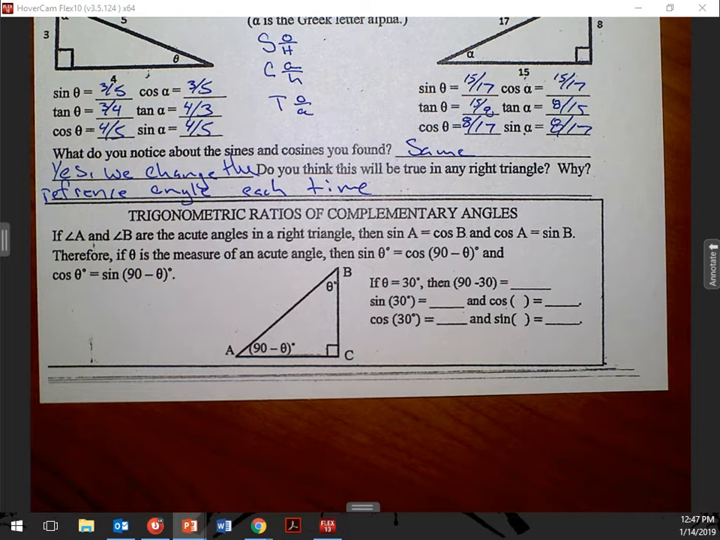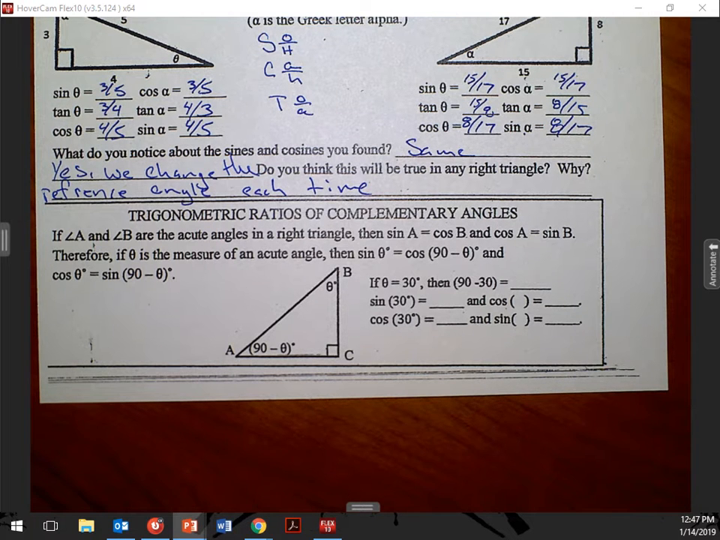So, if A and B are acute angles in a right triangle, kind of like I have here, sine A is equal to cosine B, kind of like what we did here. Sine theta is equal to cosine alpha, and cosine alpha is equal to sine of beta. Therefore, if theta is a measure of an acute angle, what does acute mean?